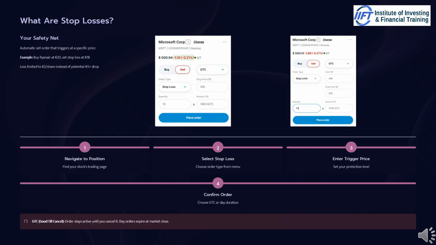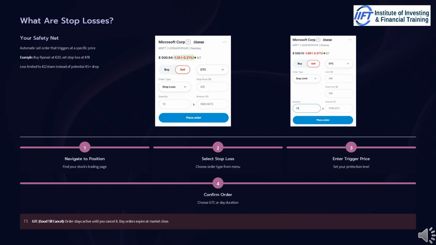So for example, let's say you buy 100 Ryanair stocks at 20 euros and you set a stop loss at 18 euros. If the price drops to 18 euros, your shares will automatically sell and you limit your loss to 2 euros a share. Now, if you didn't have a stop loss in place and the shares fell to, for example, 15 euros, then you're going to be down 5 euros per share, which is significantly more. So you're just limiting your exposure by putting in a stop loss.